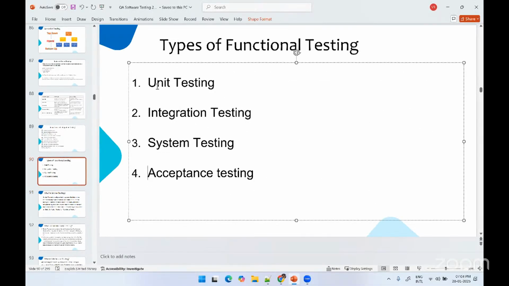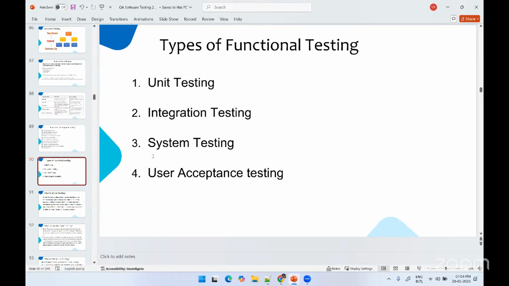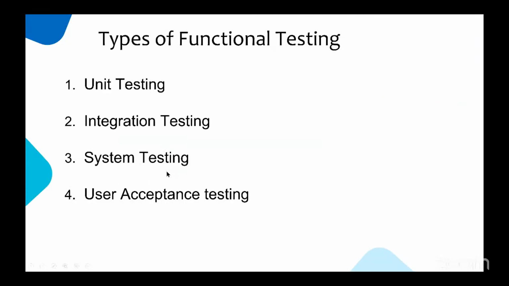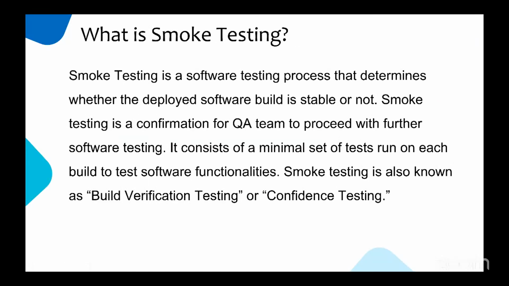This is the right order: unit testing, integration testing, system testing, user acceptance testing. Within these, so many types of testing exist. We also have something called smoke testing. The developer coded and deployed something into the environment, and we check whether that build is stable or not. It is build verification testing. It gives confidence: maybe 2 to 3 important test cases of the important functionality are executed.